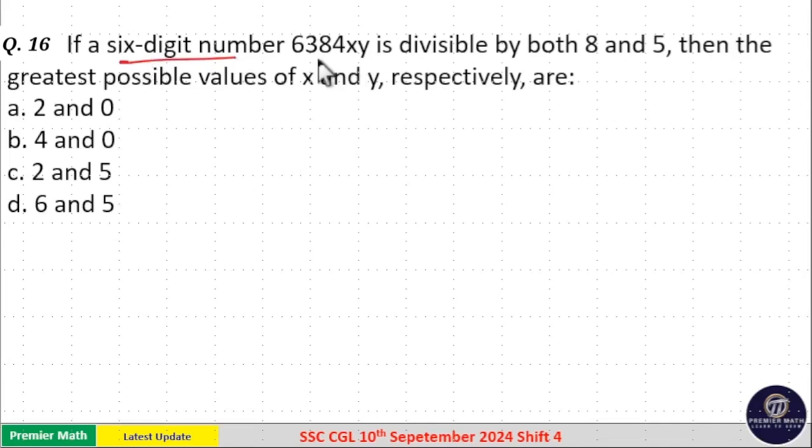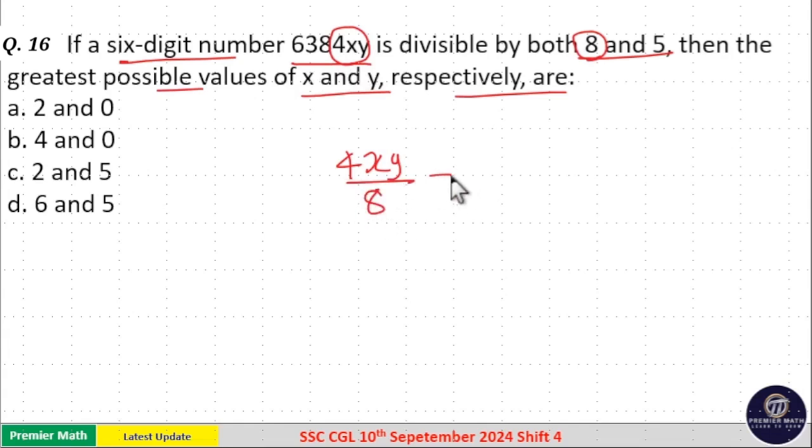Here, if a 6-digit number 6384xy is divisible by both 8 and 5, then the greatest possible values of x and y respectively are. Here, if a number is divisible by 8, its last 3 digits should be divisible by 8. That is, 4xy should be divisible by 8. If I put 20 in place of xy, you can see 20 is not divisible by 8. 8 goes 5 times in 40. Remaining 20 is not divisible by 8.